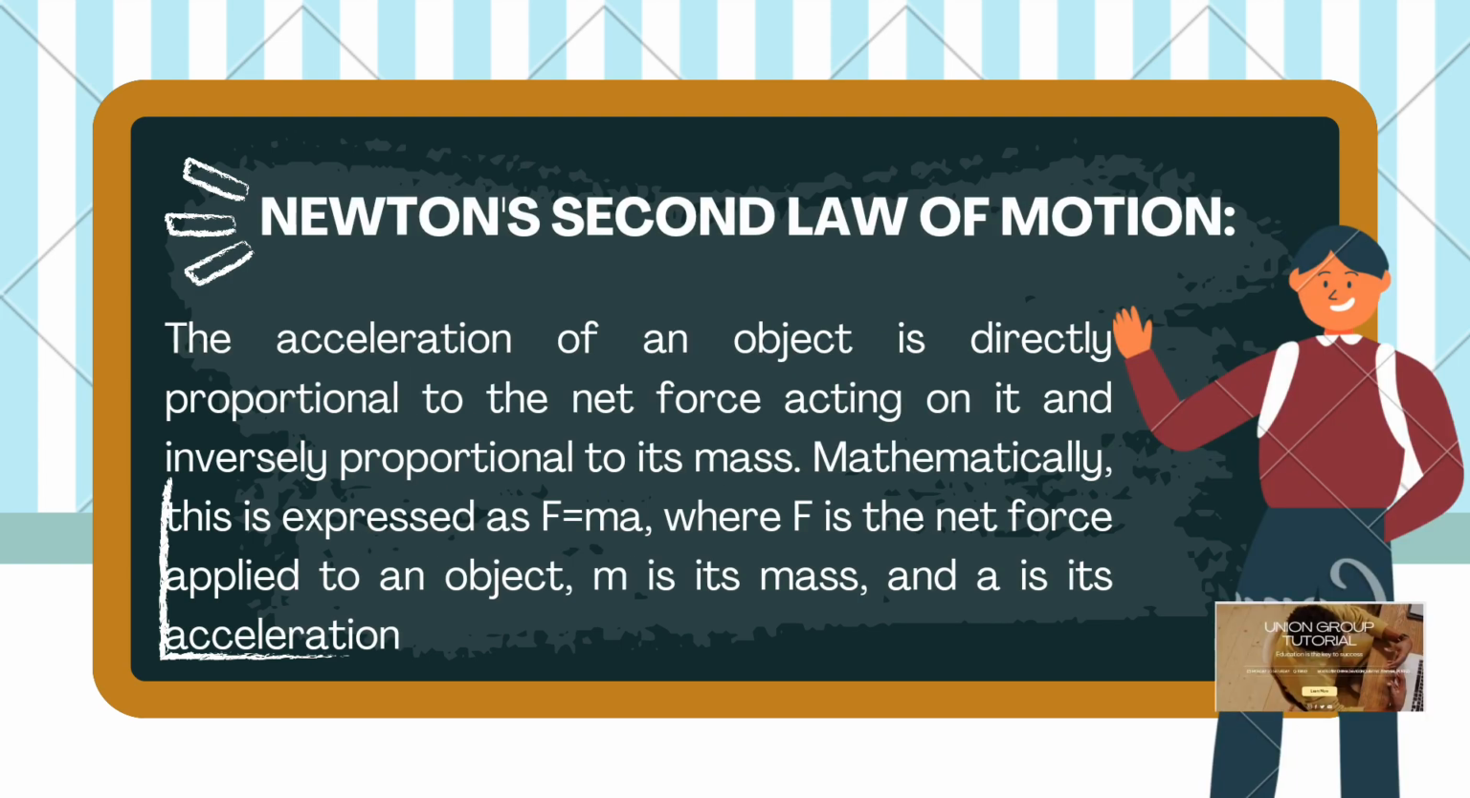Newton's second law of motion. What does Newton's second law of motion state? Newton's second law of motion states that the acceleration of an object or body is directly proportional to the net force acting on it and inversely proportional to its mass. So in mathematical expression, we can express this law as F = ma, where F is the net force applied to an object or body, m is its mass, and a is the acceleration.